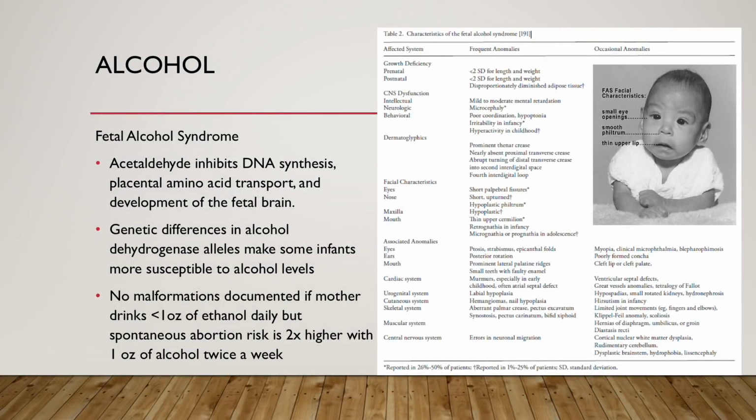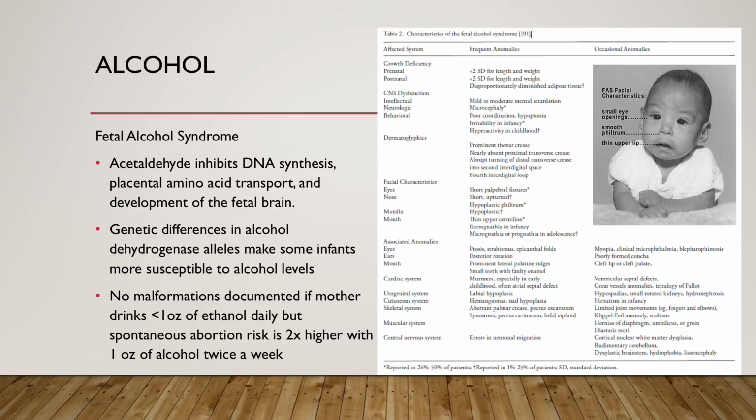Alcohol is a very commonly known teratogen and something that is very commonly tested. As you can see from this very large chart, there are many, many effects from fetal alcohol syndrome, which develops when the mother is drinking during pregnancy. So we'll just touch on some of the highlights.